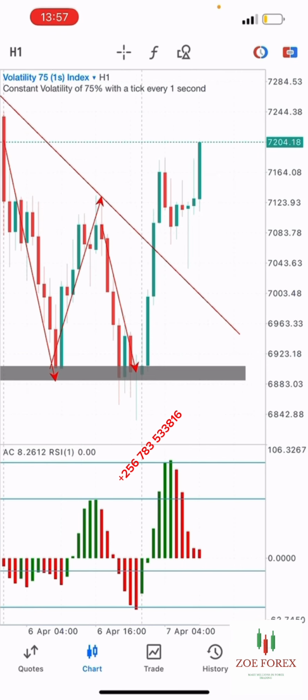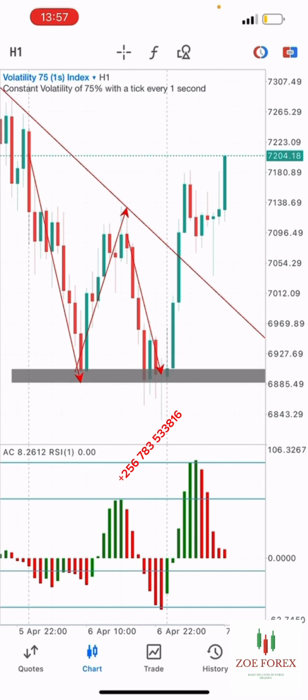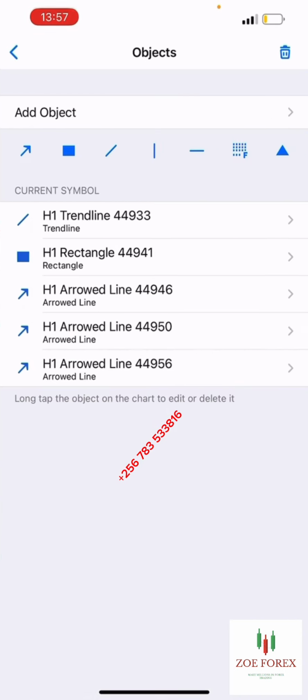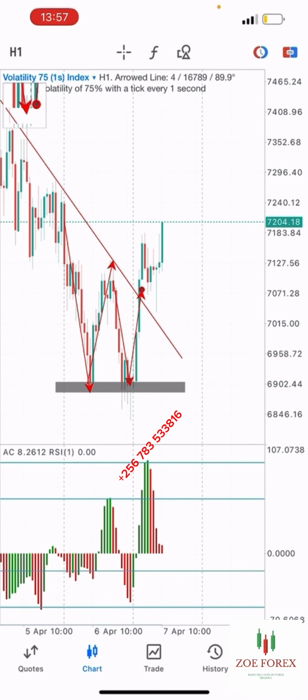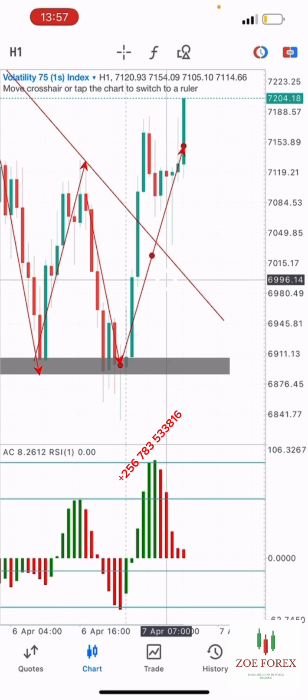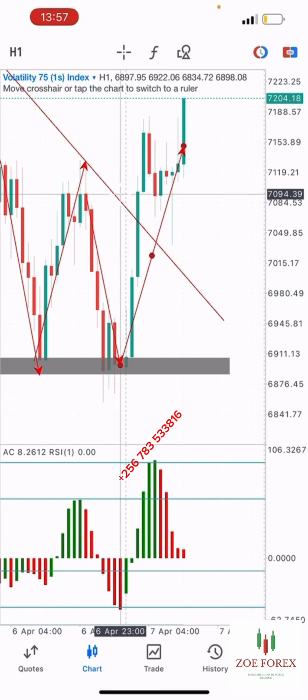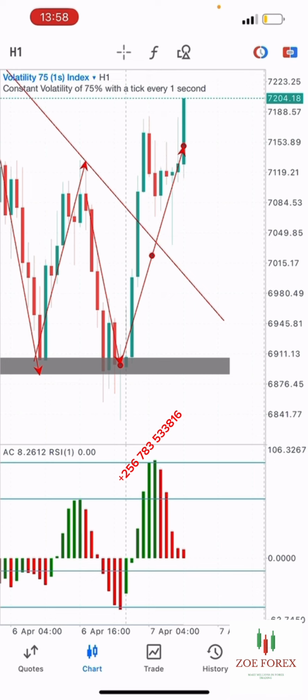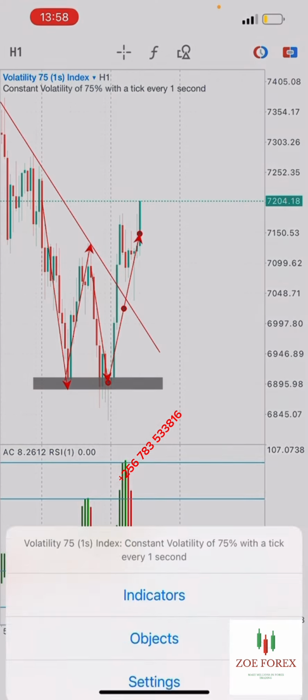Okay, and as you can see, we have wicks here which signified a rejection, right? And then the market pushed back up, okay, back to our what? Our trend line. Okay, and what do we notice? It broke, it went up. Okay, because we can clearly see that this particular candlestick here closed above our trend line. Okay, I hope you're getting something, right?